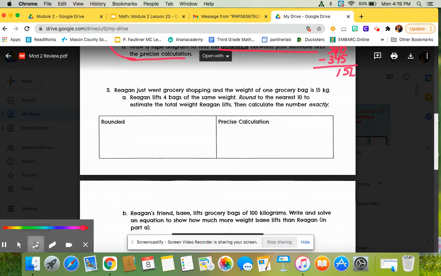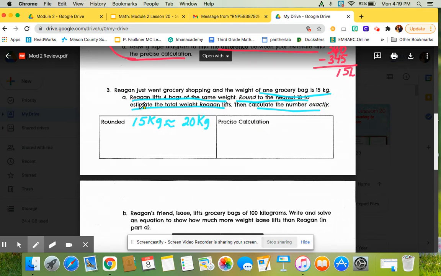All right, let's move on down to number 3. And number 3 says Reagan went grocery shopping and the weight of one grocery bag is 15 kilograms. Reagan lifts 4 bags of the same weight, round to the nearest 10 to estimate the total weight Reagan lifts and then calculate the number precisely. So they give us a box to work in. All right, so if one bag is 15 kilograms, and we're going to round that to the nearest 10, then 15 kilograms is about 20 kilograms.